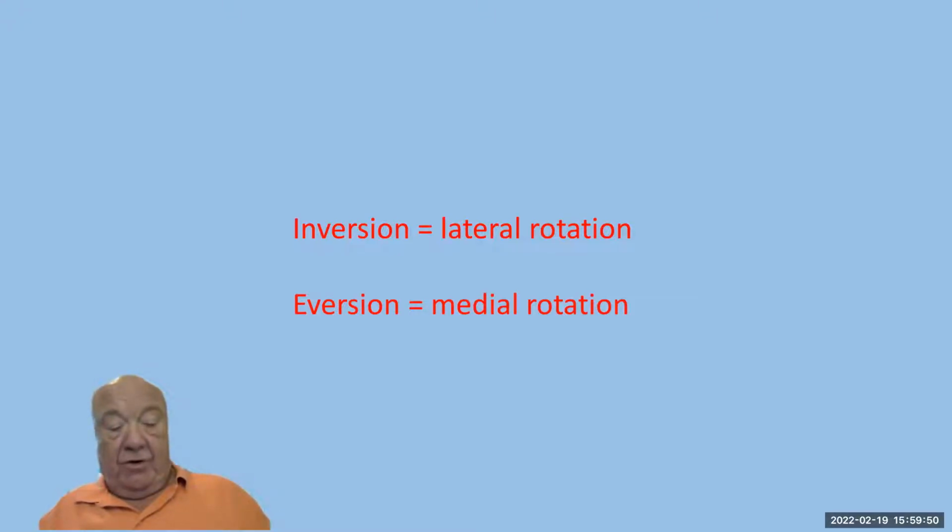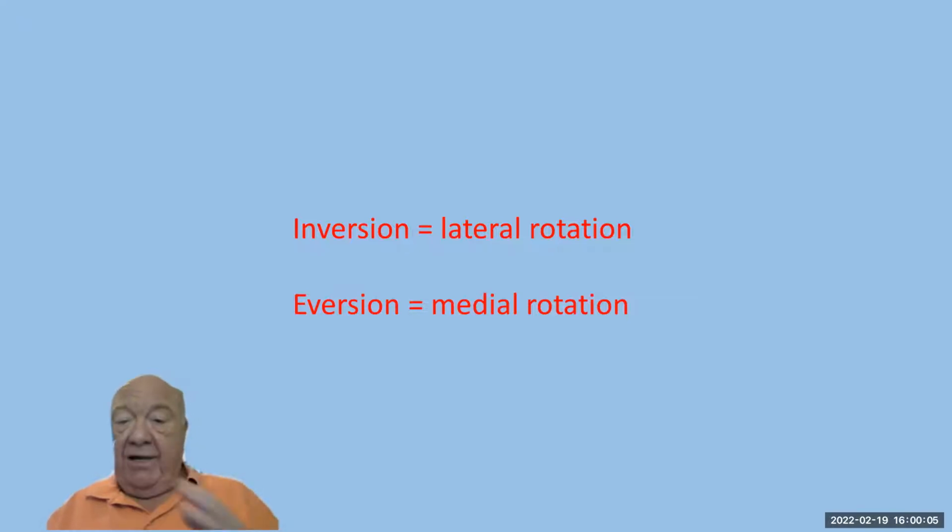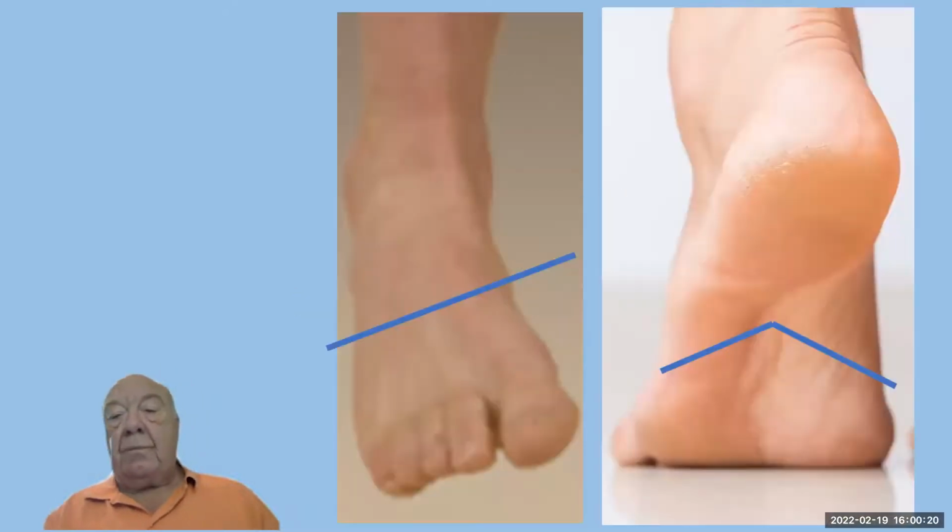So if I now invert my foot, you can see it's the same rotation as when I laterally rotate my leg. If I evert the foot, then the leg medially rotates. The whole leg, everything in the leg, medially rotates. So inversion of the foot is lateral rotation of all the bones involved in the inversion, while eversion is medial rotation of all the bones involved in eversion.